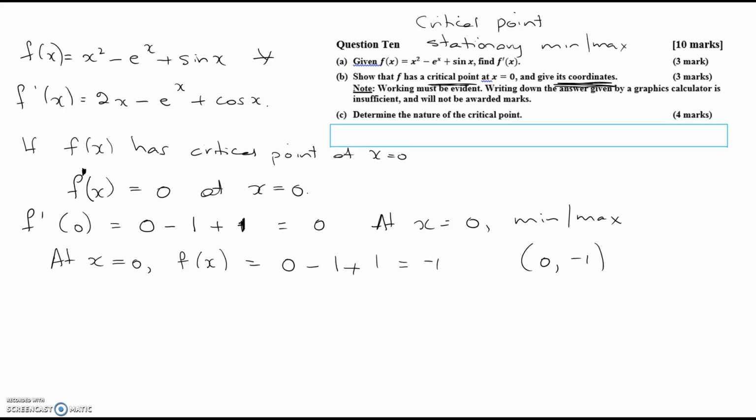The last part of the question, determine the nature of the point. That means, do I have a minimum or do I have a maximum? That means we need to look at the second derivative.